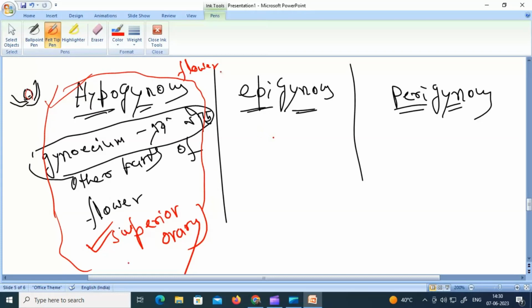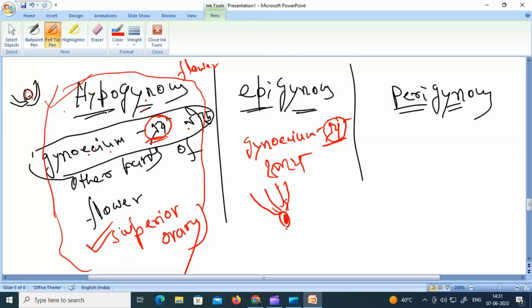Now epigynous means gynoecium er upore. Hypo means below, no problem, and gynous means gynoecium, but here the word er upore is added, so the whole term changes. Suppose this is the gynoecium, other parts will be in this way, above it. Then obviously this type of ovary is called an inferior ovary. So, superior ovary and inferior ovary.